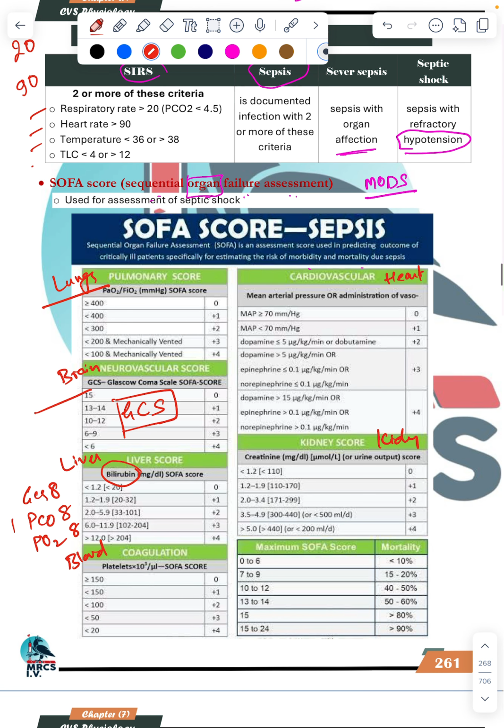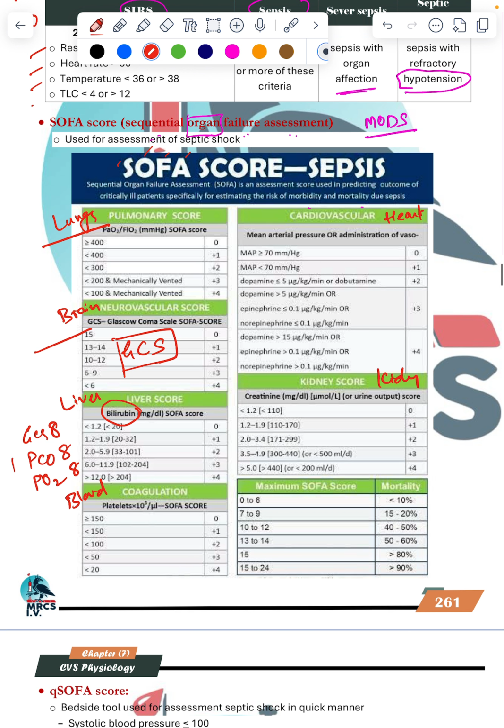Now SOFA score. Sequential organ failure assessment. So one after another, different organs are getting into failure. Sequential organ failure assessment is used in predicting outcome of the critical patient. How is the outcome predicted?